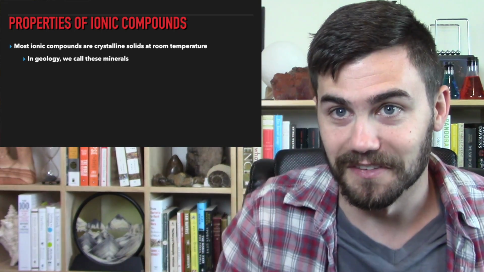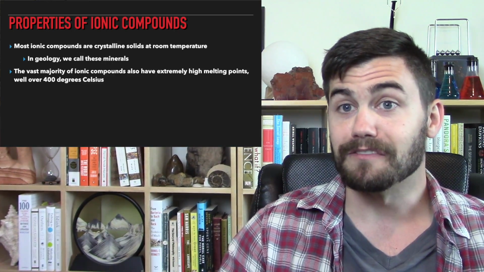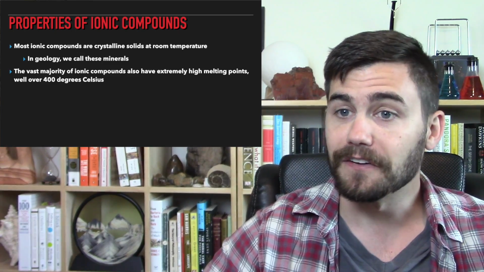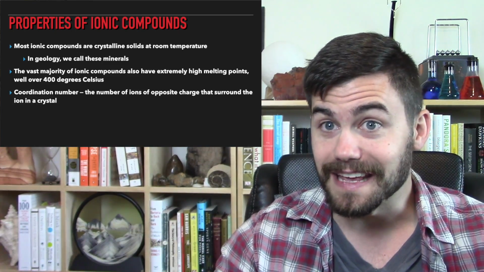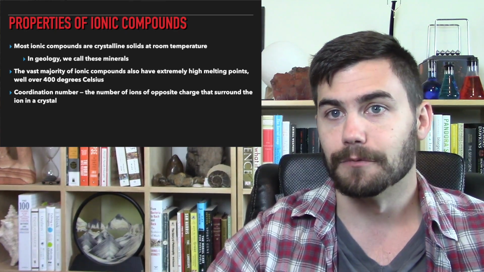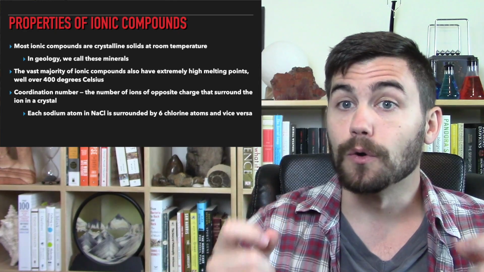And that's what minerals are, and there are thousands of different minerals. The vast majority of all ionic compounds have very high melting temperatures. Again, unlike molecules, they can be gases or liquid at room temperature. So we have what's called a coordination number.